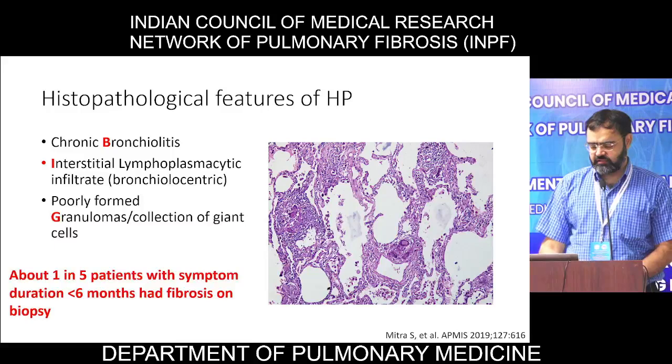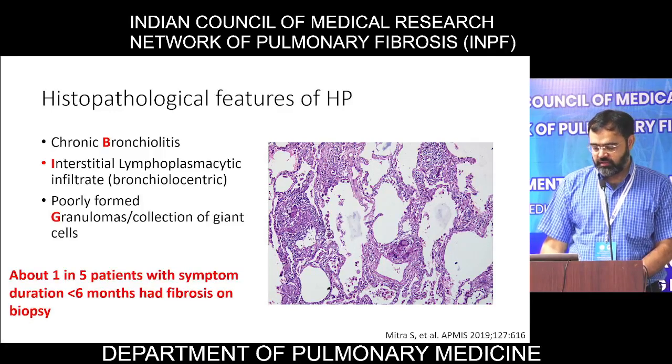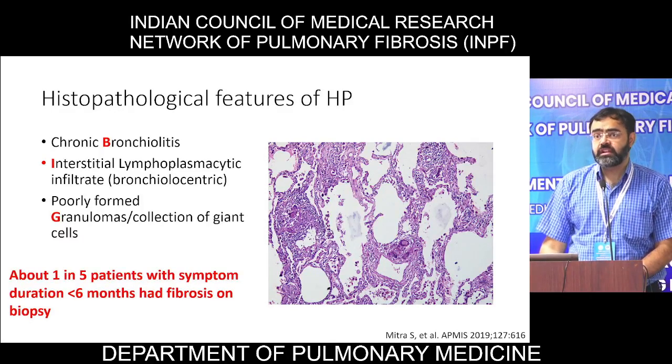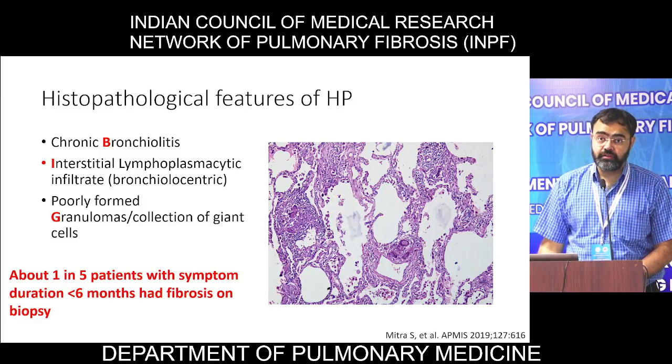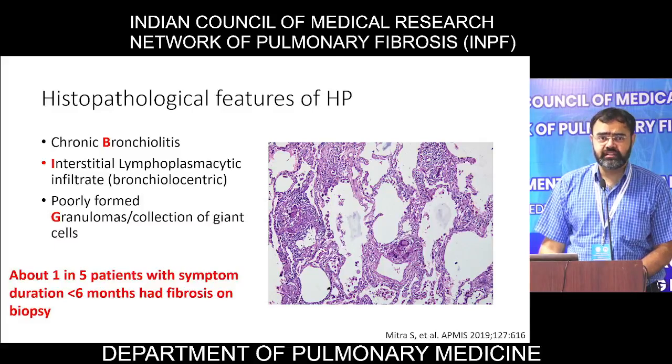Histopathologic features, just remember BIG, big. B is bronchiolitis, I is interstitial lymphoplasmacytic infiltrate, which are airway centered, and G is granulomas. These granulomas are poorly formed. You will never find well formed compact granulomas in HP. Those are found only in sarcoid, right? So if you have poorly formed granulomas, just a collection of a few histiocytes with a single giant cell, that is more likely to be HP rather than any other granulomatous disorder like sarcoid.